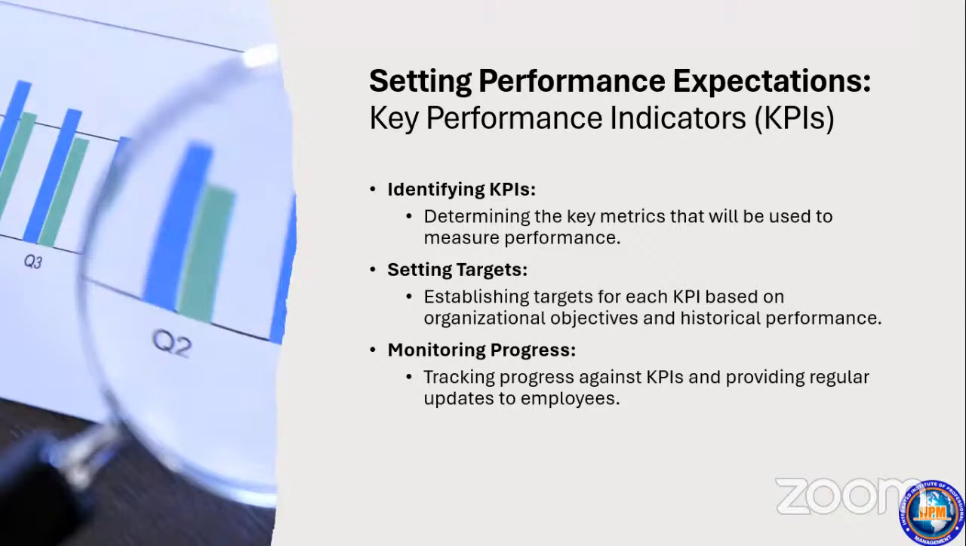So identifying KPIs, you have to determine the key metrics that will be used to measure performance. And secondly, you have to set targets, establish targets for each KPI based on organizational objectives and historical performance. And then you have to also track progress against KPIs and provide regular updates to employees. This is very, very important.